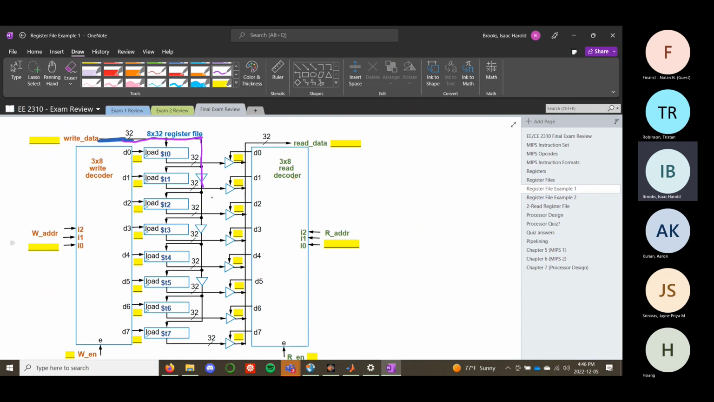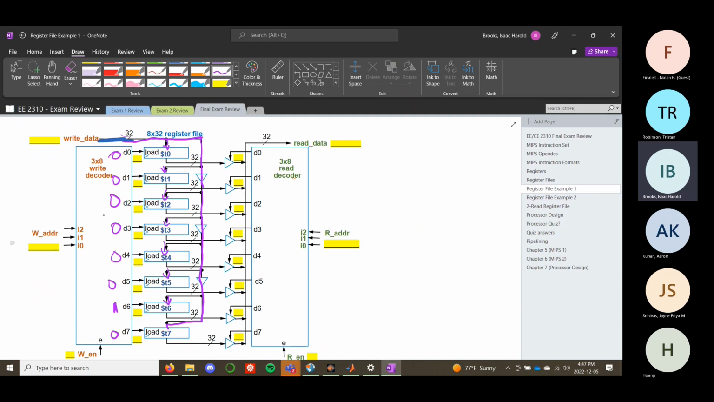This write data is going to be on all of these lines simultaneously. So you can imagine that whatever this 32-bit number is, it's at the doorstep of all of these registers. It's ready to get let in as soon as they open up the door. And they open up the door when the load signal is high. So if we want to load it into T6 and no other one, then we want D6 to be 1 and all of these other ones to be 0.